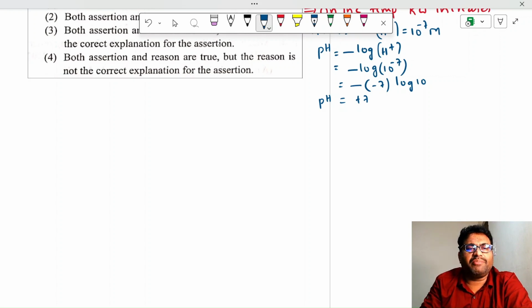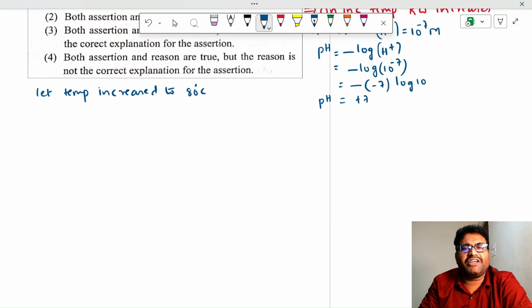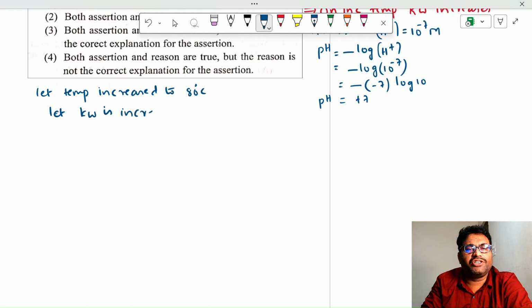Now on increasing temperature, let the temperature increase to something like 80 degrees centigrade. When temperature increases, Kw increases. Let Kw be increased to 10 power minus 12 molar square.